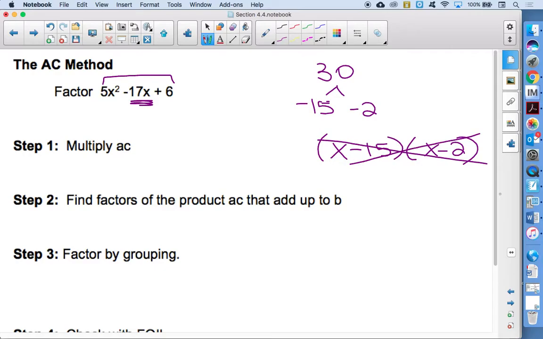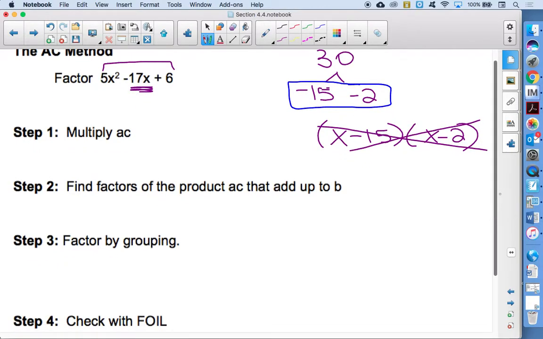Does anybody remember, who's seen it before, what you do with these 2 factors? Oh, Nina. You put 5x squared minus 15x minus 2x plus 6. Alright, so just to see what she did, this is called expanding the problem.